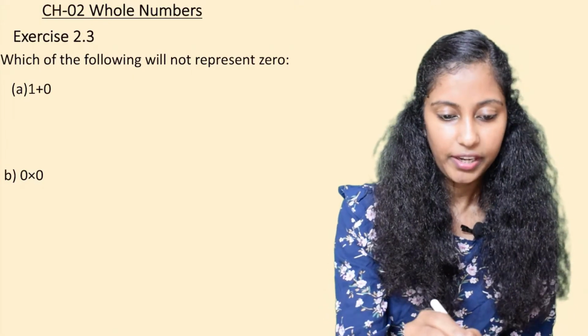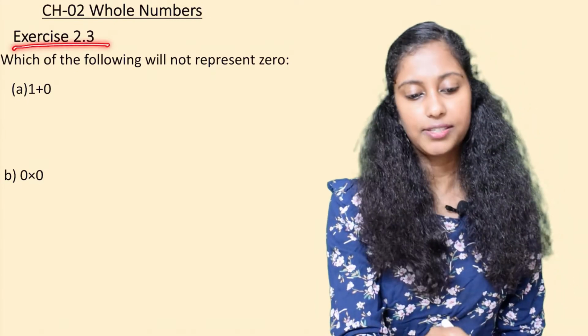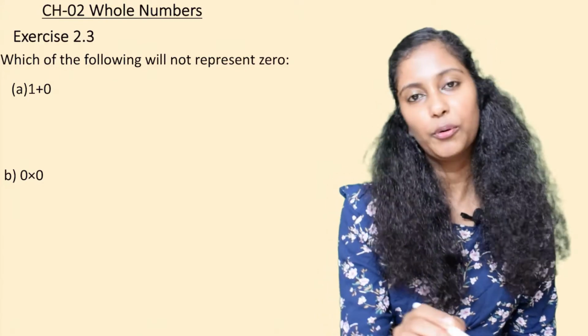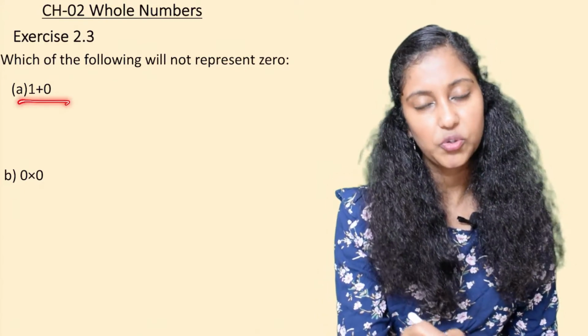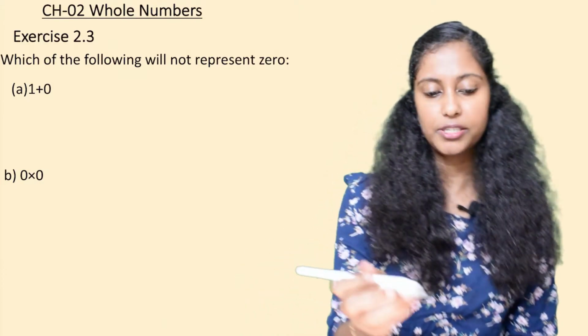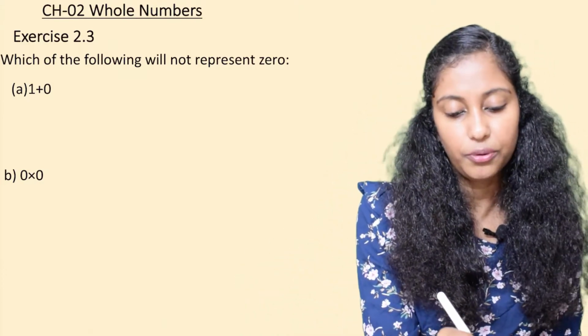So here in exercise 2.3 they are asking us which of the following will not represent 0. So what we are going to do is simple. We are just going to solve and check. If the answer is 0, then it will represent 0. If not, it will not represent 0.